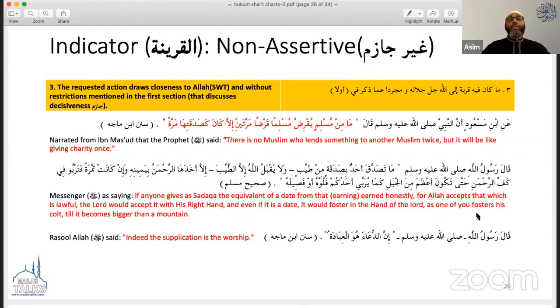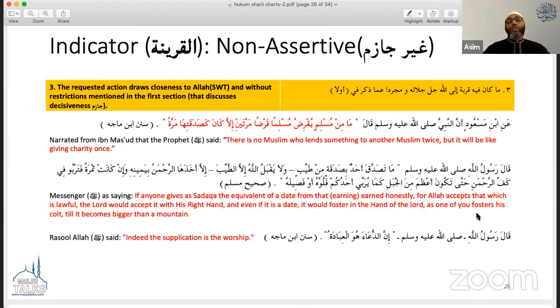Now, but that command does not carry any of the jazm indicators, which were the 12 of them, for example, we discussed previously. So if none of those indicators exist in that command, then this command will act as something which carries the qarina of a non-assertive command. Hence, if it's an action to do, then it will become a mandub action.